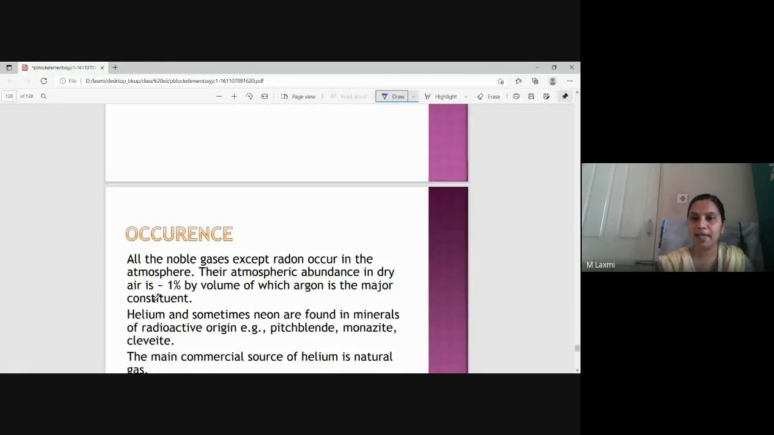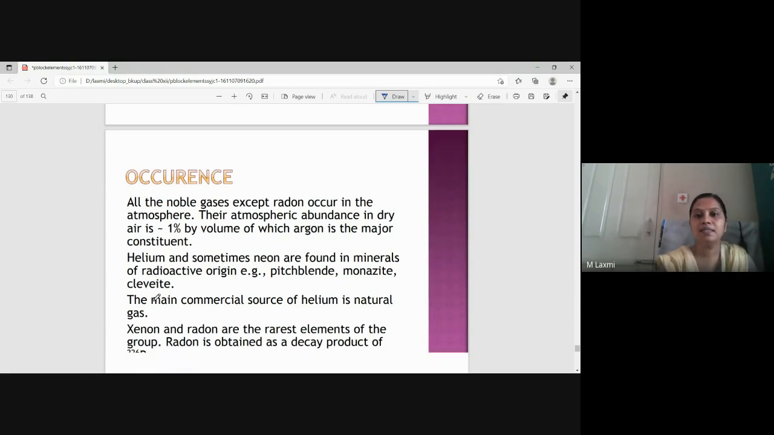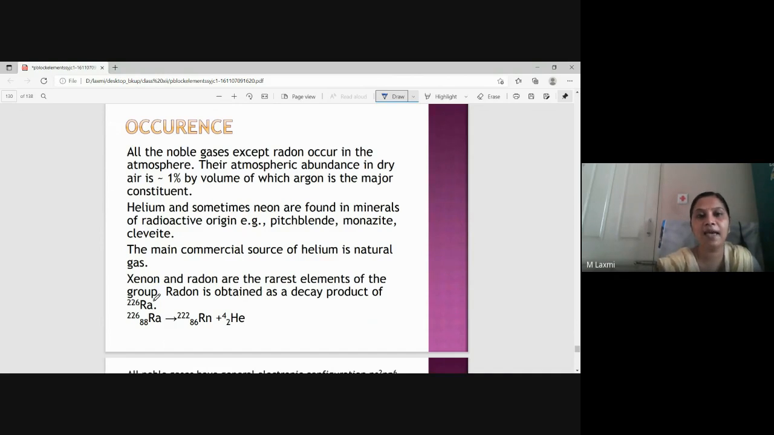Still, some of the noble gases will participate in chemical reactions. All the noble gases occur in the atmosphere except the last one, radon. Their atmospheric abundance in the air is approximately 1% by volume, while the majority is occupied by argon. Helium and neon are also found in minerals of radioactive origin: pitchblende, monazite, and cleveite. The main source of helium is natural gas. Xenon and radon are the rarest elements of the group.